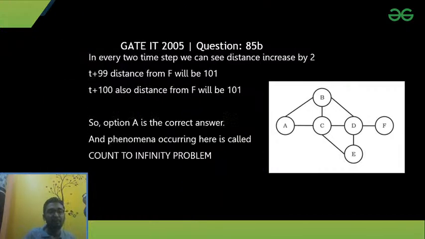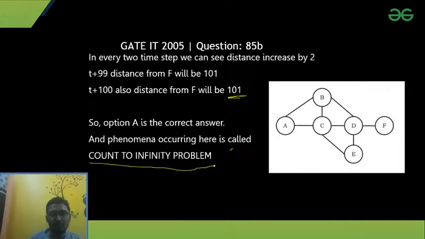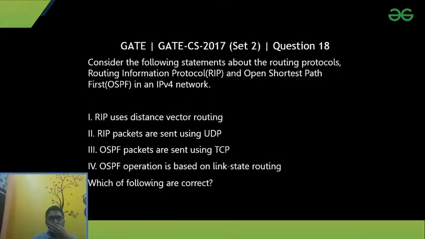Fine. So here I have explained it. In every two time steps, we can see the distance increase by 2. So at t plus 99 the distance from f will be 101. At t plus 100 also the distance from f will be 101. So at 99 and 100 the distance will be 101. So option A is correct, and the phenomenon occurring here is called the count to infinity problem. Fine. So that was this question.